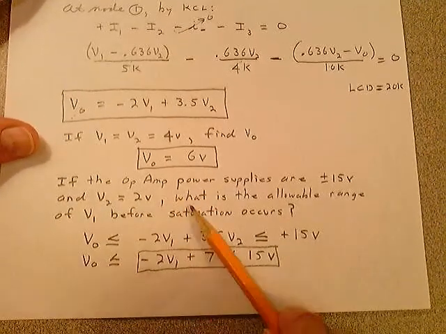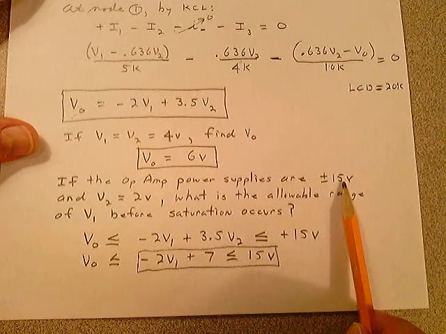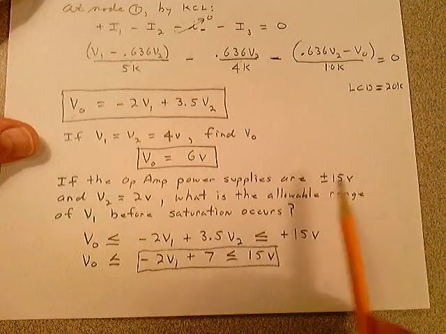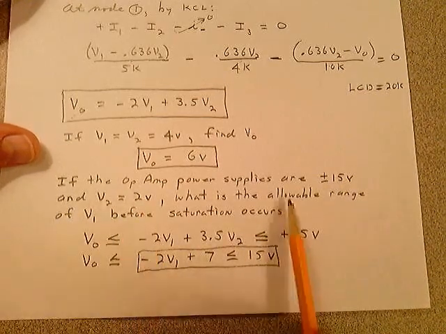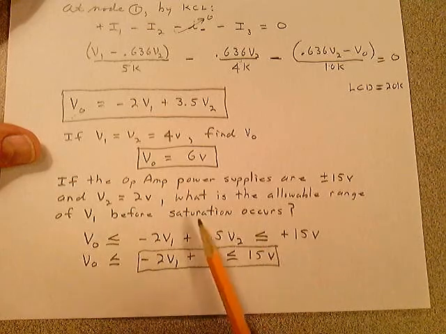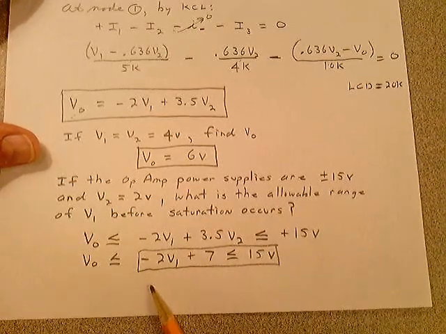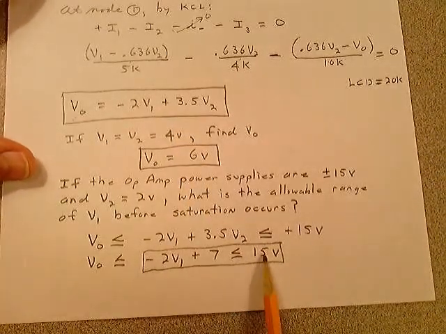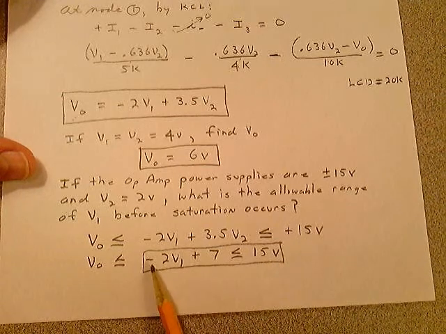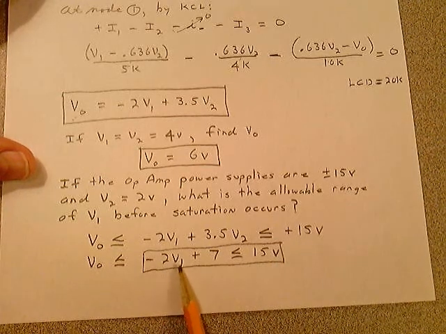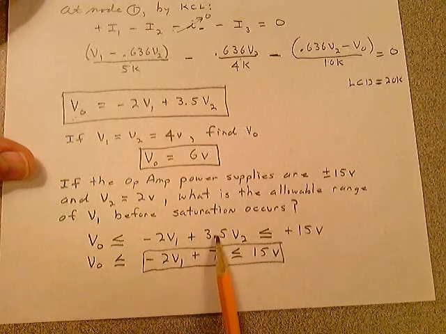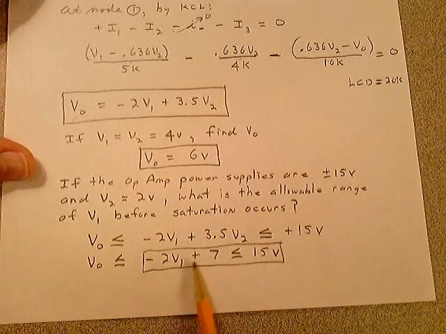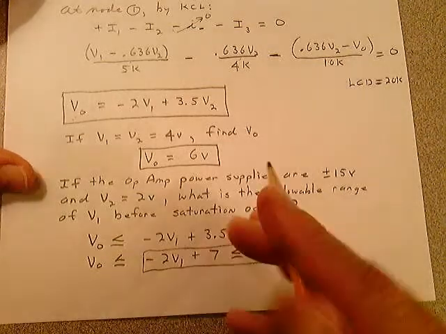If the operational amplifier power supplies are plus 15 and minus 15, what does that mean? That means if VCC is plus 15 and VEE is minus 15 and V2 is 2 volts, what's the allowable range of V1 before your saturation occurs at either rail? Well, there's your equation for output. That has to be less than 15 volts on the one rail. So minus 2 V1 plus 3.5 V2. Well, V2 is 2 volts, so here's your inequality: minus 2 V1 plus 7 has to be less than or equal to plus 15.